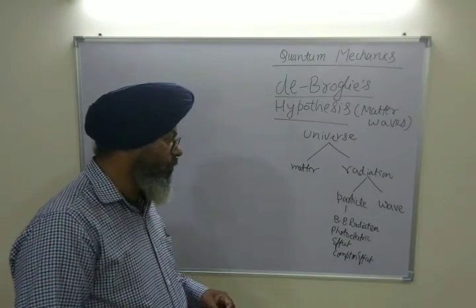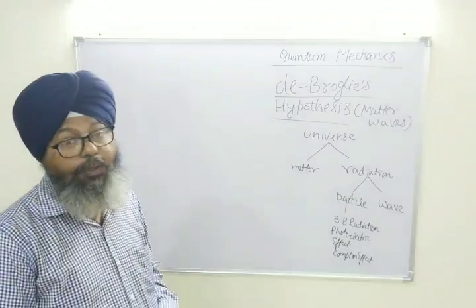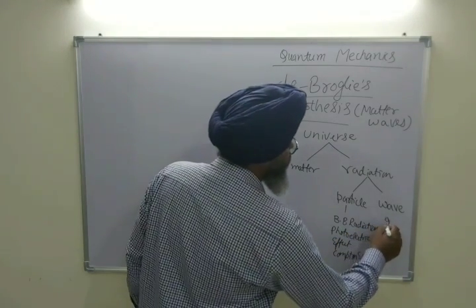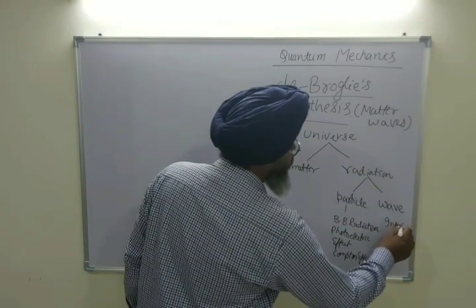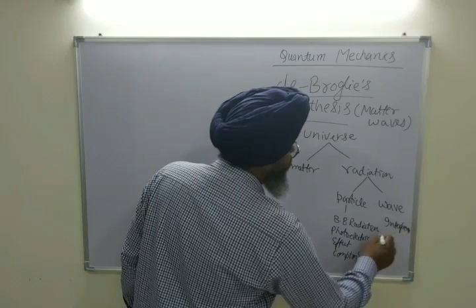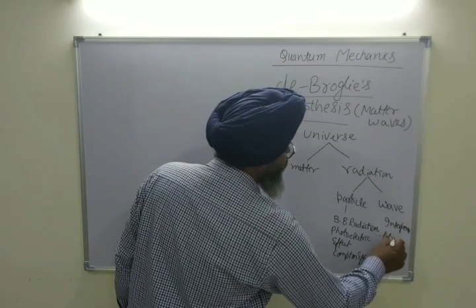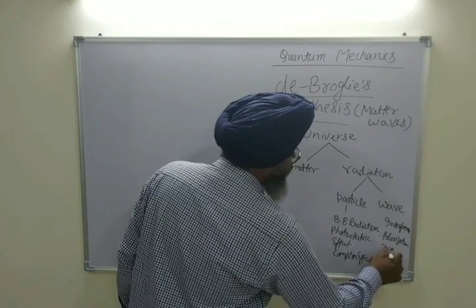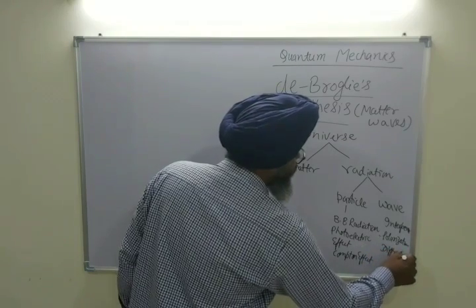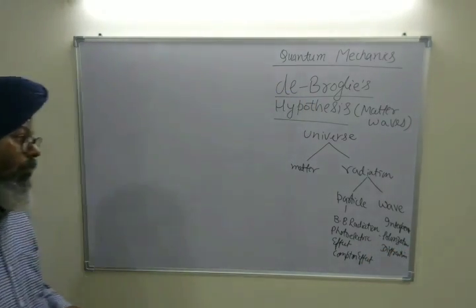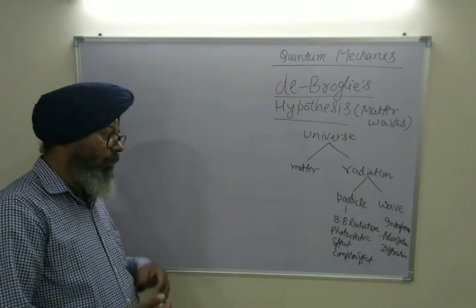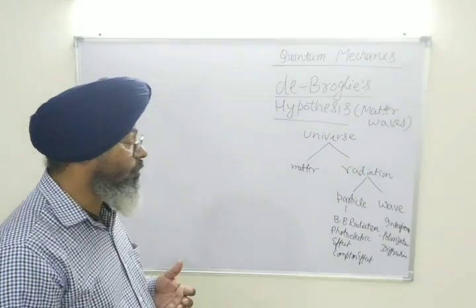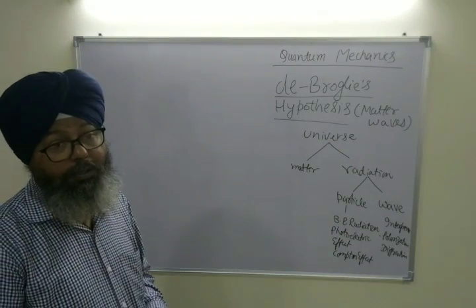Similarly, there are the properties of the radiation which we can explain only by using the wave nature. These are interference, polarization, diffraction. So the radiation has dual nature and our universe contains only radiation and matter.